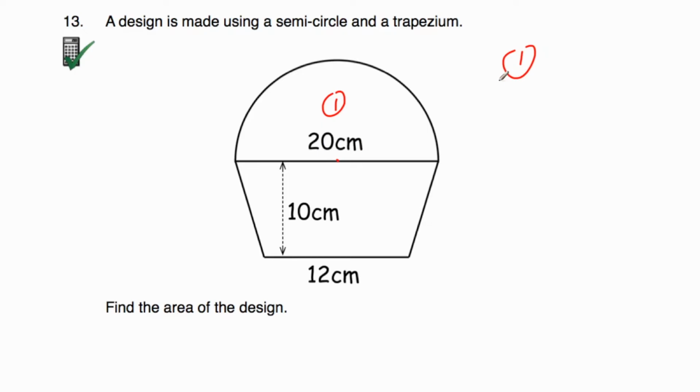So let's deal with the semicircle to begin with. Now if we look at a semicircle, it is half of a full circle. So if we pretend that is a full circle there, and if we find the area of the full circle, we can then half it to find the area of the semicircle.